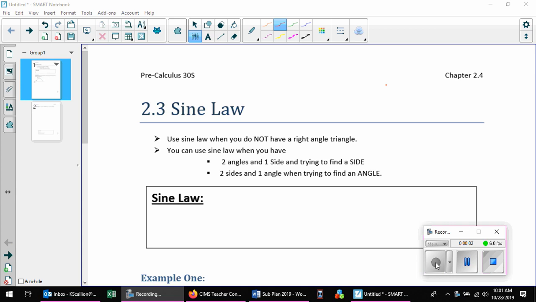You can use it with a right angle triangle if you want to, but we use sine law when we don't have a right angle triangle. So sine law is going to be our tool now. In grade 10, we deal with right angle triangles, and now we're moving on to a bigger world of non-right angle triangles. In 2.1 and 2.2, we dealt with things on a coordinate plane. 2.3 and 2.4, we're going to just go back to regular standalone triangles.